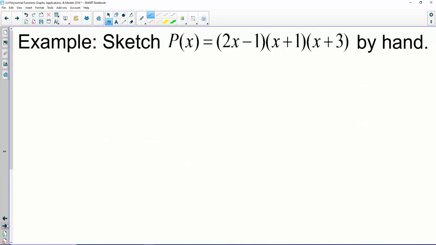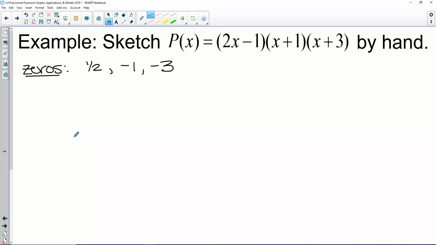So, if I ask you to sketch this graph, this one is already factored for us. We're going to start off a little bit nice. So if I want my zeros, when it's factored, that's what the x is. A 0 is just the number. So what would make 2x minus 1 equal 0? What about x plus 1? And x plus 3? Okay.